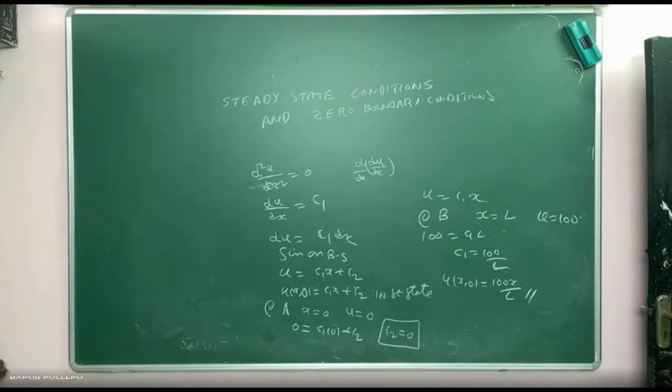Now we have u of x comma 0 equal to 100x by L. This is what it is in steady state. Until steady state prevails, this is the temperature maintained in steady state. Once steady state breaks, the temperature may change.